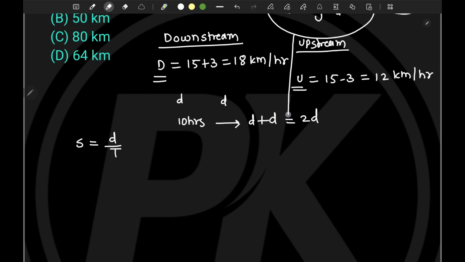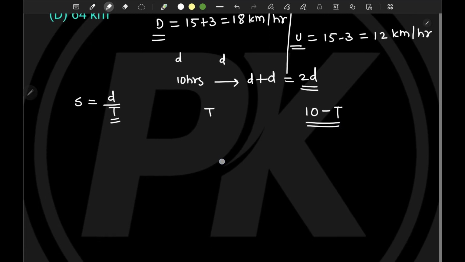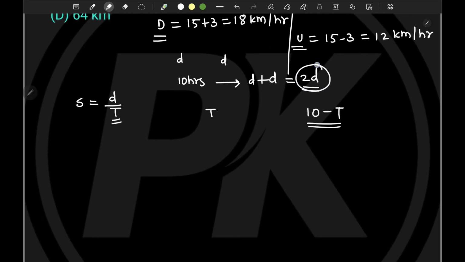Okay, so we have upstream and downstream. Again, we have to define time as well. So we have defined the distance covered. Let us say, for example, in a downstream, the time taken is capital T. Then in upstream, obviously it will be 10 hours minus T, right? Because the total time is 10 hours to cover the distance 2D.